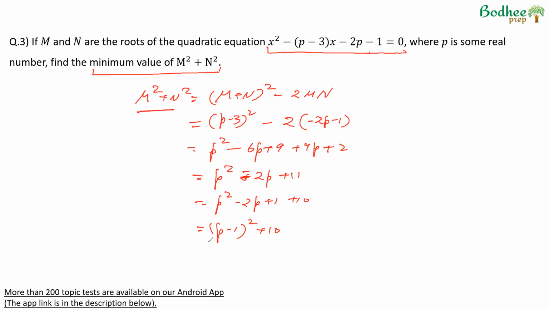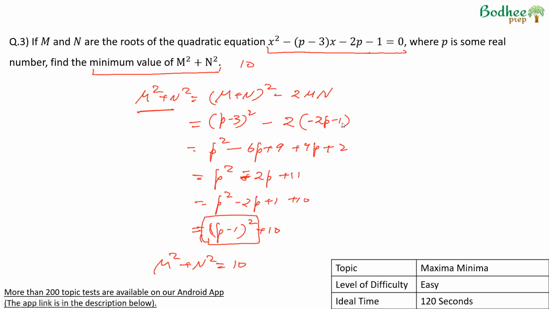The minimum value of m square plus n square will be when this is 0. Because the square is non-negative, the minimum value it can take is 0, otherwise it will be positive and the value will increase. So when this is 0, m square plus n square will be at its minimum, which is 10. That becomes my answer. Again, I think two basic concepts of quadratics and completing the square are involved. So conceptually an easy question, about 2 minutes to solve.